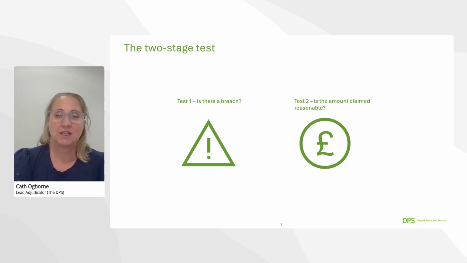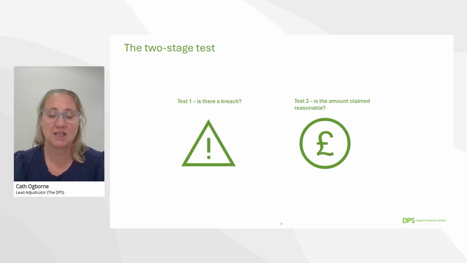So when an adjudicator reviews a dispute, they have to think about this test. There's 2 stages to the test. And first of all, the first thing that they will be thinking about is whether or not there is a breach. If there hasn't been a breach, they're never even going to move on to this second test, which is whether or not the claim is reasonable. So today we're going to be thinking about the breach, and then we'll look at whether or not the second part of that test, whether the amount claimed is reasonable, in our next session.